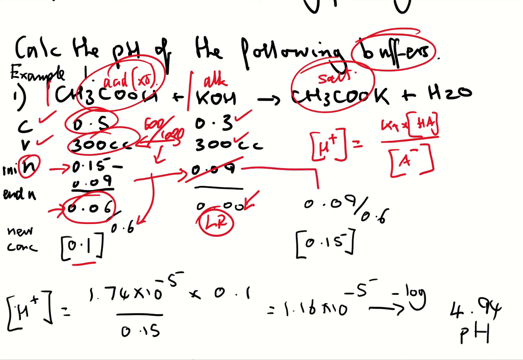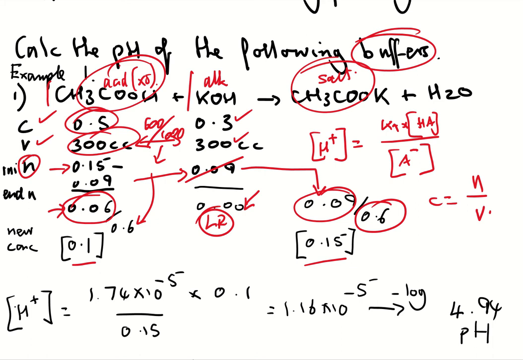So my moles of salt, 1 mole of salt is made per 1 mole of potassium hydroxide. So I have 0.09 moles of salt made. Again, it's in the volume of 600 cc's. So my concentration of it is C equals moles divided by volume. So moles is 0.09, volume is 0.6. That's my concentration of my salt in this instance.